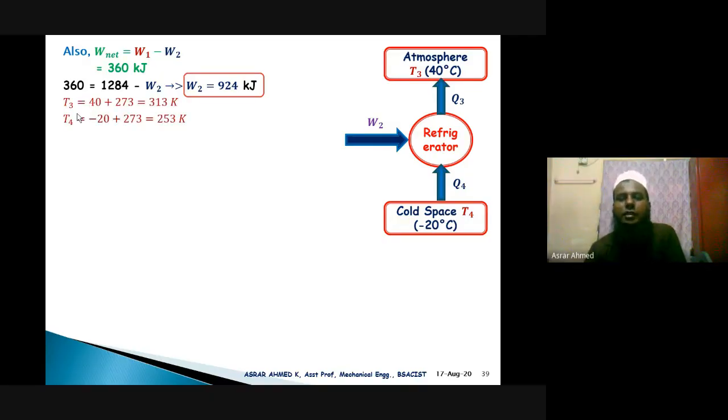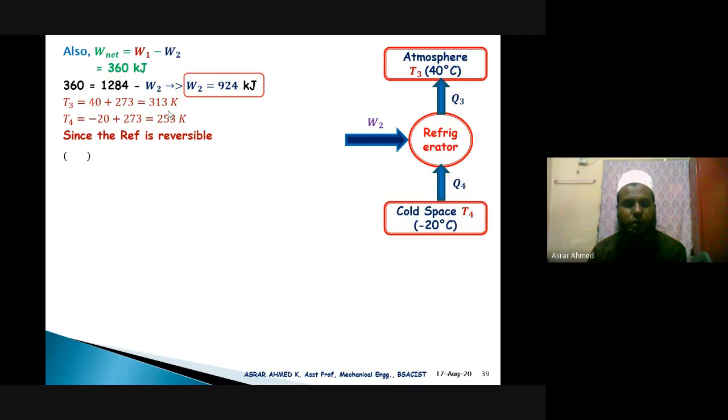In the problem itself, it is given that T3 is equal to 40 or 313 Kelvin, T4 equal to minus 20 or 253 Kelvin. It is also given that the refrigerator is reversible. Similar to the heat engine, the refrigerator is also reversible. Reversible means we can use the Carnot formula. For the heat engine it is efficiency; for the refrigerator it is going to be something called COP. We have already discussed this in the last class. For heat pump and refrigerator it is COP.